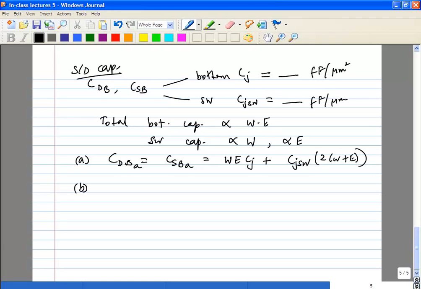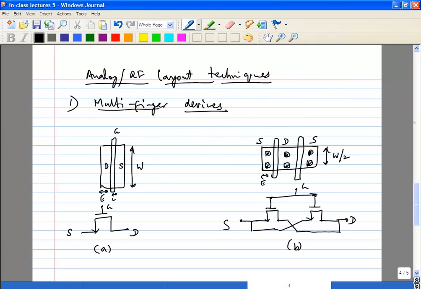Yes. This length is E, right? So if you just take the drain, you have an E component here, you have an E component here, you have a W component here, you have a W component here. So it's going to be 2 into W plus E, right? No, that is going to be for the drain. For the source, it will have the exact same component, right? You're talking about the drain and the source.